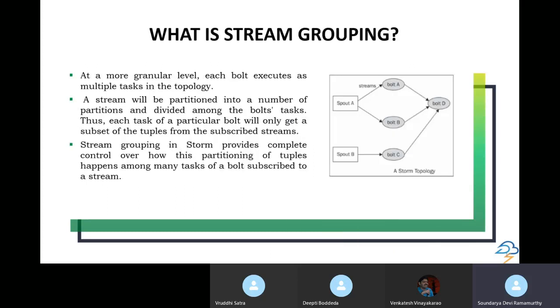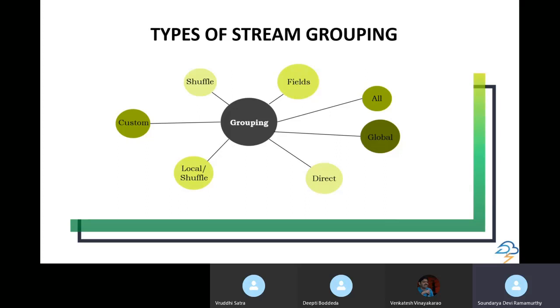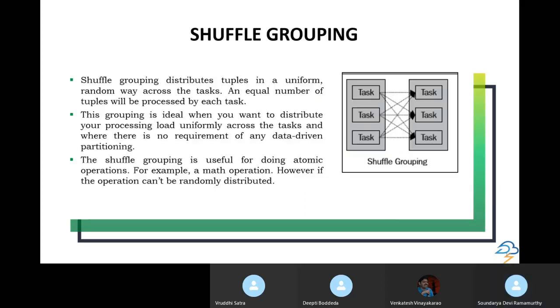There comes the need for stream grouping. Stream grouping provides us complete control over how the partitioning of tuples happens between the source and the target bolt. How we should partition it so that it fulfills our requirement. There are many types of stream grouping that are possible, and we will see them one by one. The first one is shuffle grouping. Shuffle grouping generally divides the tuples.